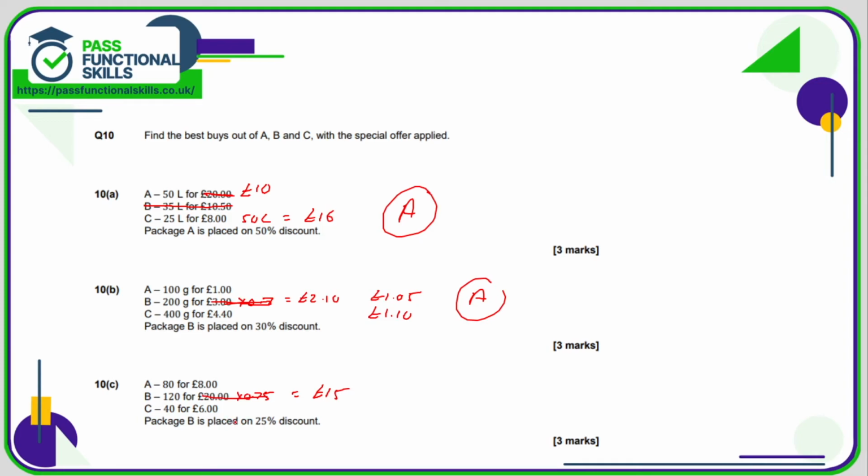So what I'm going to do here is work out the price per 40, because all of these are multiples of 40. So C I'm going to leave as it is. If 80 is £8, then 40 is going to work out at half that price, which is £4. If 120 is 15, 40 is 1/3 of 120, so it's going to be 1/3 of this price. That's going to be £5 for 40. So I'm comparing £4, £5 and £6 for 40. So again, we can clearly see that A is the best value for money here.